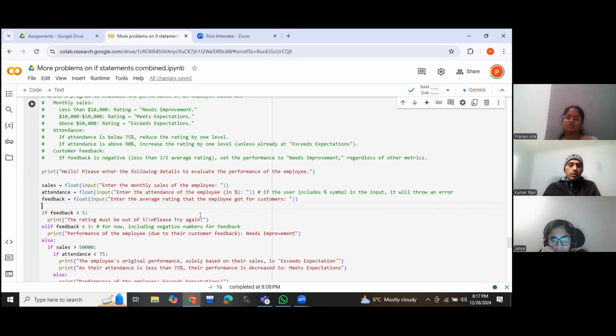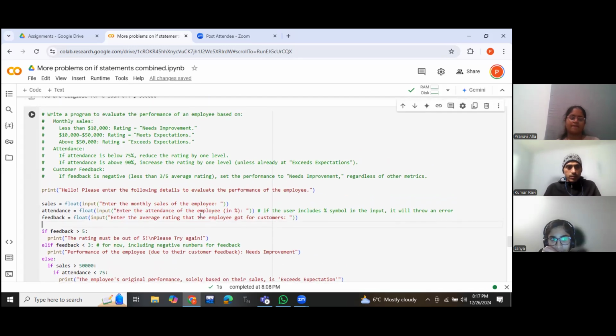I'll explain it a bit. Suppose when our salary is less than 10,000, this is one case. With that, we have to check attendance. We have two cases. Then customer feedback. The six cases are here. Six cases are ideal cases, meaning three in the first case, monthly sales, and two in the attendance. Three into two, six cases.